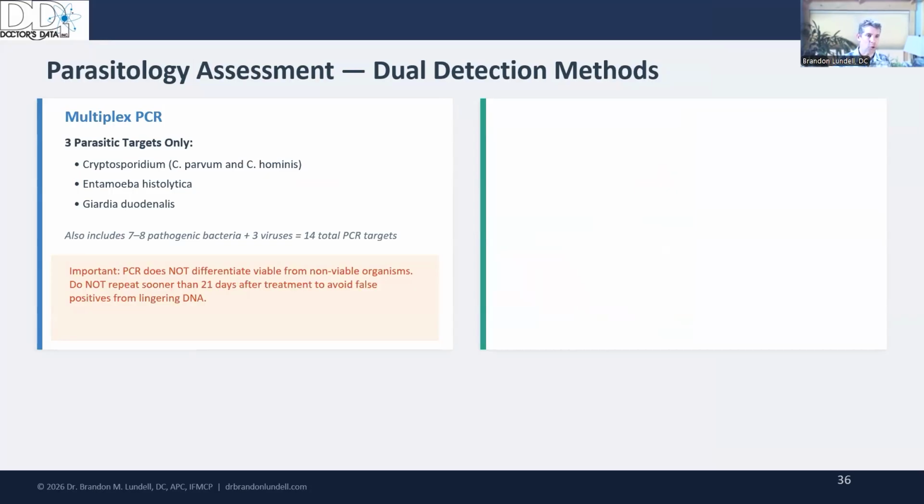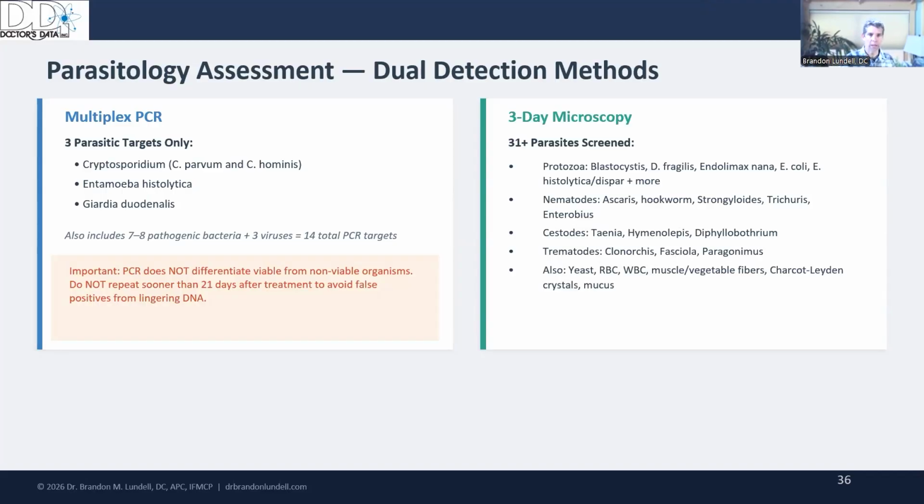Do not repeat sooner than 21 days after treatment to avoid false positives from lingering DNA. What I mean by that is just because there's a positive result on the PCR, it doesn't mean that it's actually pathogenic. You have to couple the PCR result with clinical symptomatology, and I'll get to that when we're looking at the C. diff and things like that. So it includes 7 to 8 pathogenic bacteria plus 3 viruses.